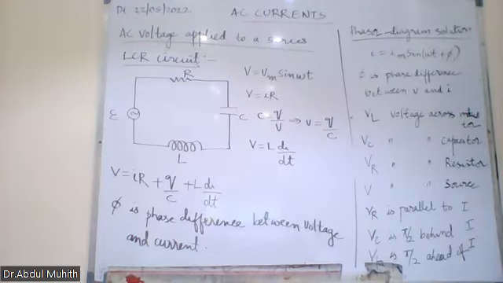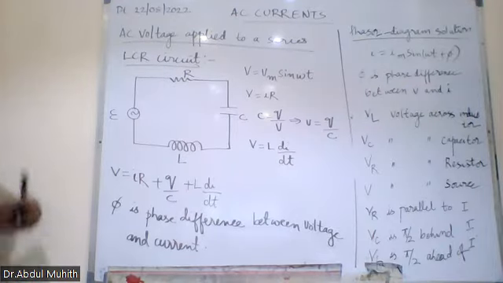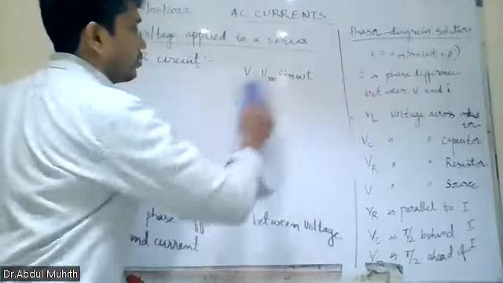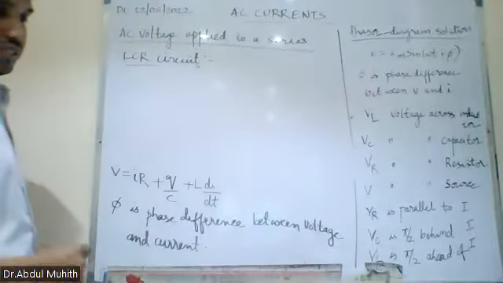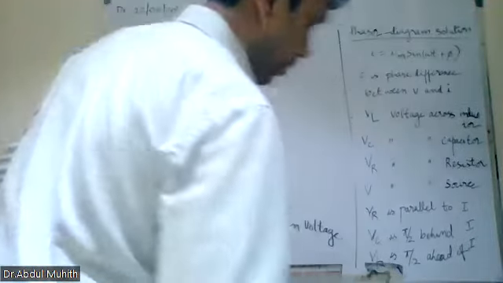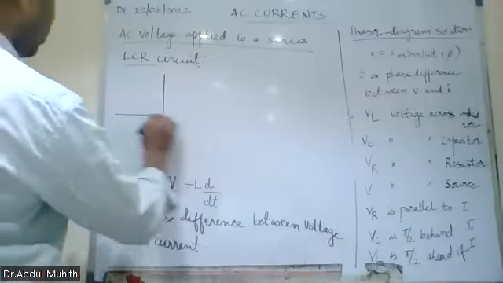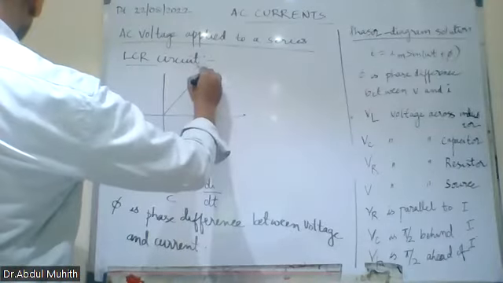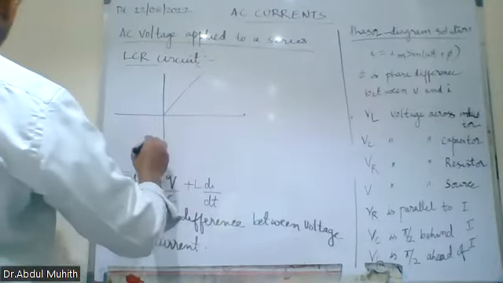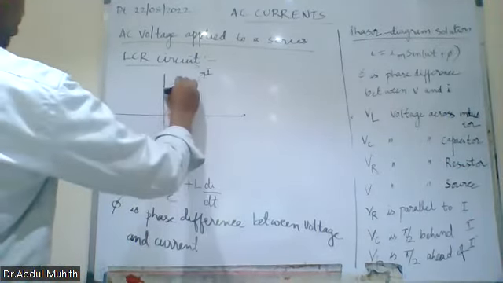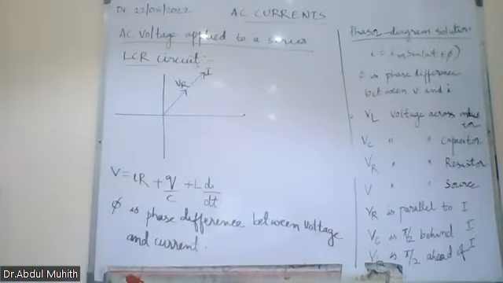Now going ahead, I will draw the phasor diagram for this. When I am drawing the phasor diagram, it is in this way, so all three terms will come at the same time. This is the voltage with respect to current that I am drawing now. This is VR, the voltage across the resistor.